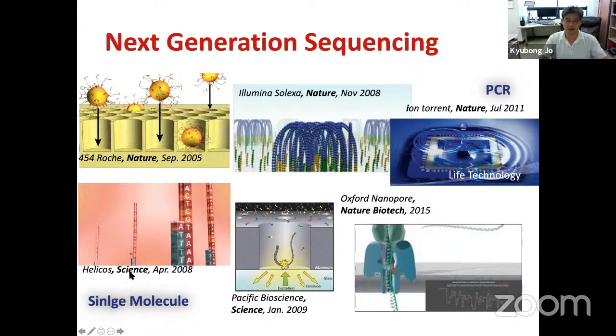They are still working. Helicos, unfortunately, is gone, but they used single molecules. And then Pacific Biosciences now gets some attention because of their uses, and Oxford Nanopore is also very useful. Our lab also has Oxford Nanopore. So this is called next generation sequencing.